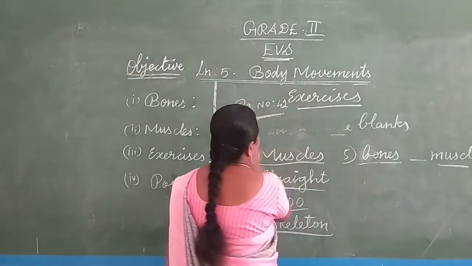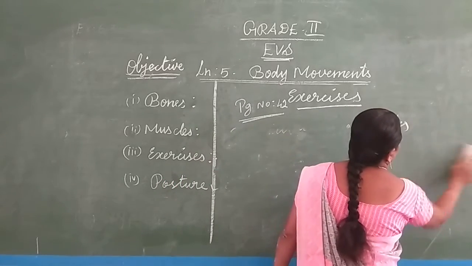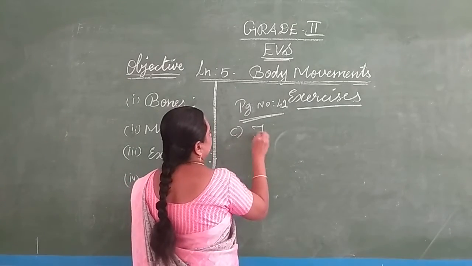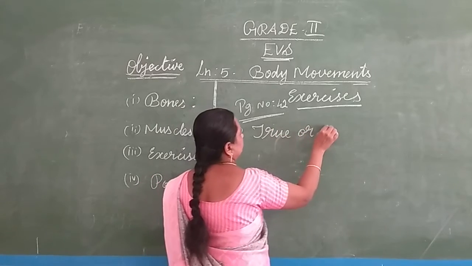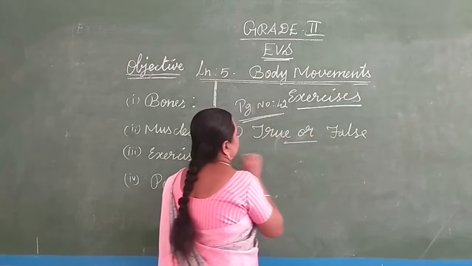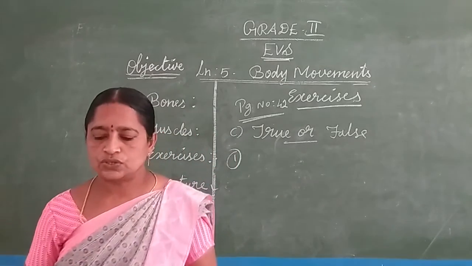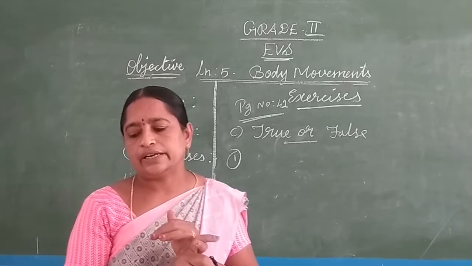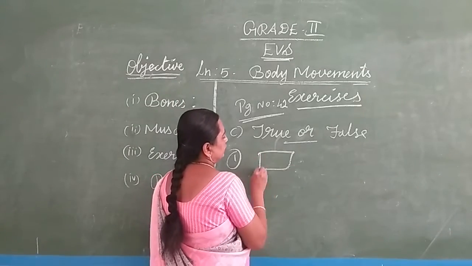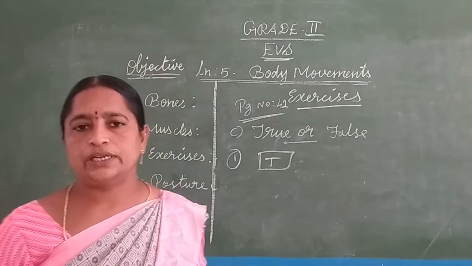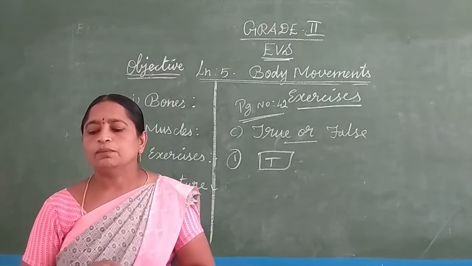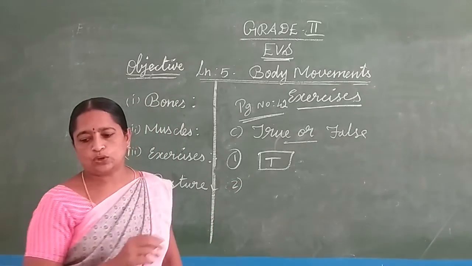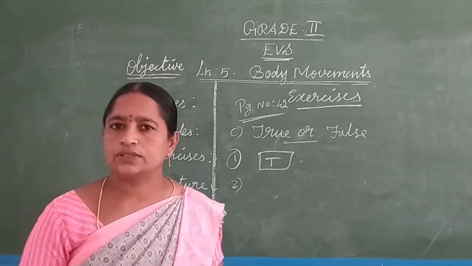Next one, true or false. First question: our body is made up of bones and muscles. Is it true or false? Yes, it's true, so it's right. Tick the box. Next: bones give shape to our body. It gives a shape to our body, no?